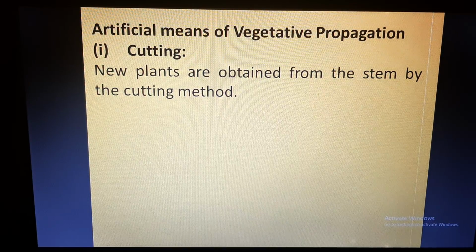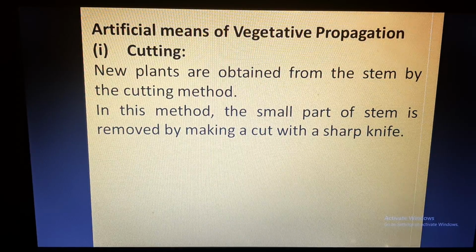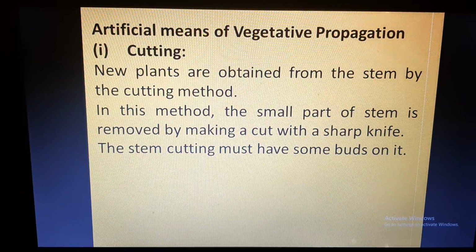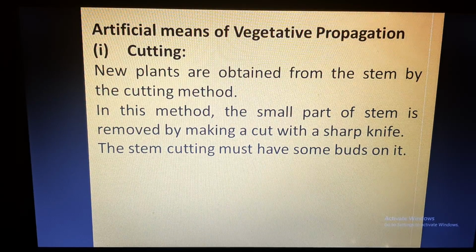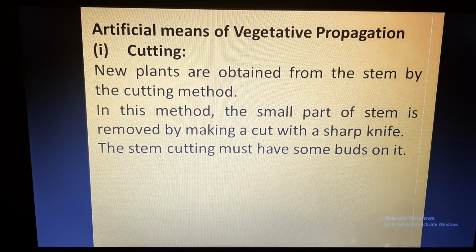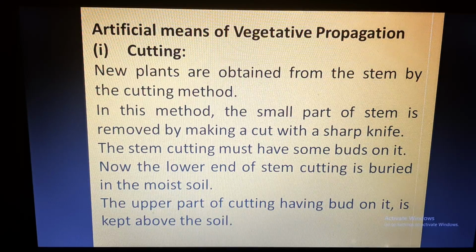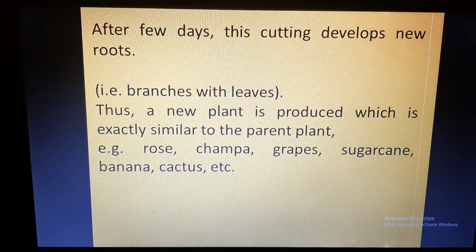Now new plants can be obtained from the stem by the cutting method. In this method, we cut a small part of the stem by making a cut with a sharp knife. We should take care that the stem cutting has some buds, because we know that these vegetative buds are going to make a new plant. Now the lower end of the stem is buried in the moist soil where it will develop the root, and the upper part which has a bud on it will be kept above the soil, which will develop into the shoot.